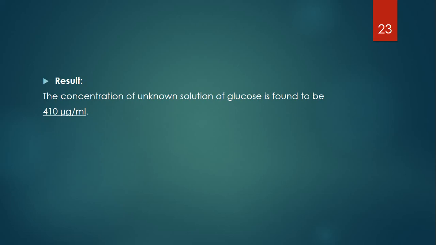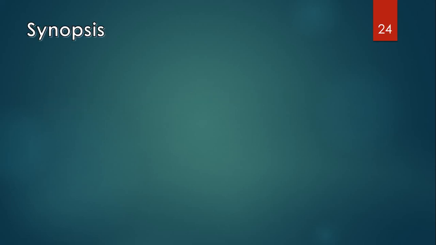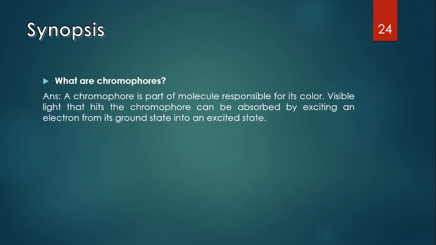Now let us see some of the questions for synopsis. What are chromophores? A chromophore is a part of molecule which is responsible for its color. Visible light that hits the chromophore can be absorbed by exciting an electron from its ground state to an excited state. That is, the part of molecule which is responsible for its color is known as chromophore.